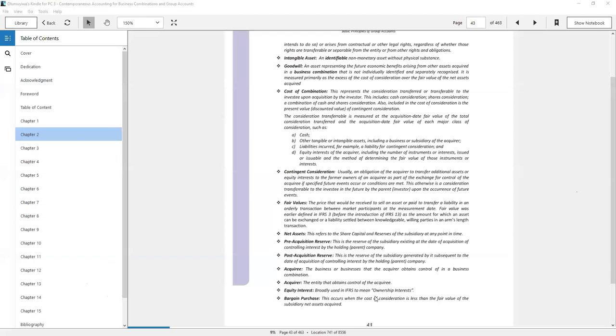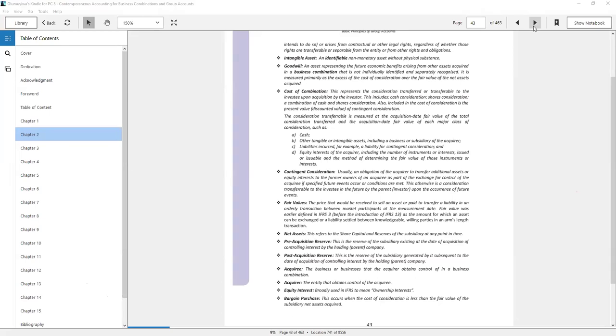Net asset. This refers to the share capital and reserves of the subsidiary at any point in time. Pre-acquisition reserve. This is the reserve of the subsidiary existing at the date of acquisition of controlling interest by the holding parent company. Post-acquisition reserve. This is the reserve of the subsidiary generated subsequent to the date of acquisition of controlling interest by the holding company, which is the parent company.